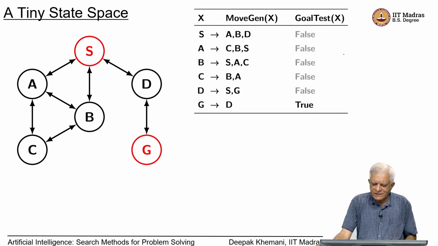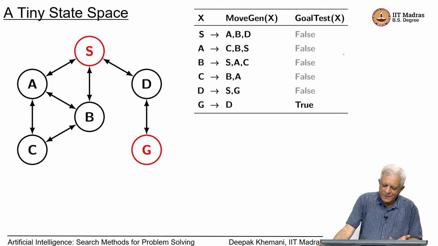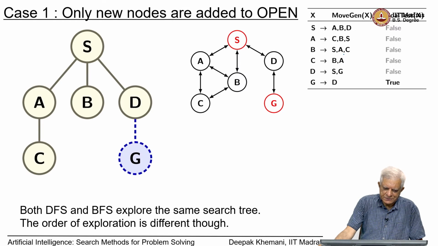On the right hand side is the move gen function that we have. So, from S you can go to A, B, D, from A you can go to C, B, S and so on and so forth. We have also said what the goal test function will do. The goal test function returns true only for the node G, and for all the other nodes S, A, B, C, D, it will return false. So, we have said that our search algorithm is generate and test: generate a candidate, test whether it is a goal or not. It terminates when it finds a goal node.